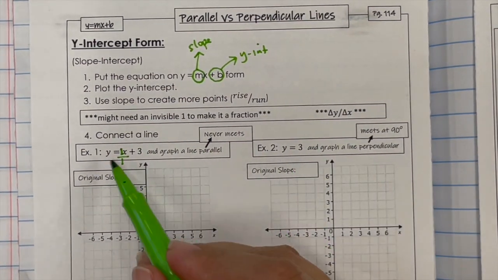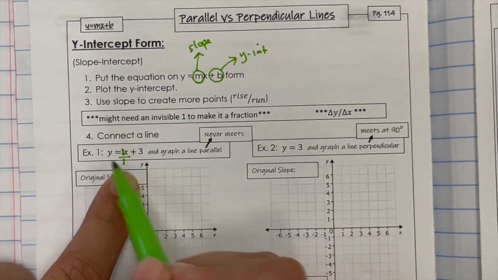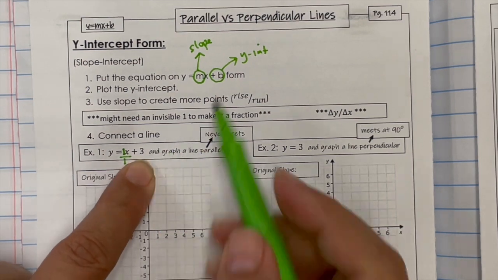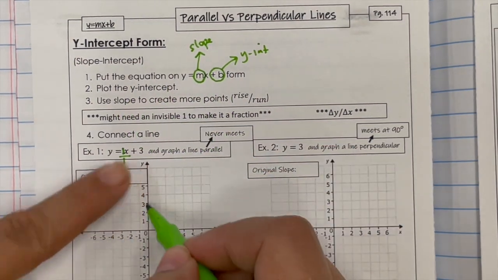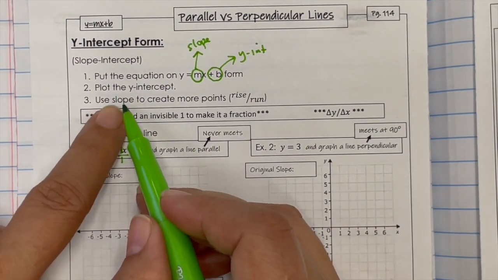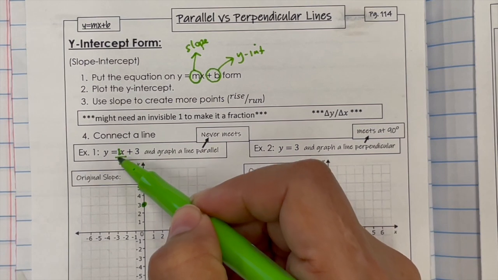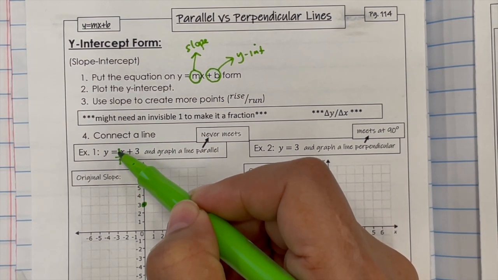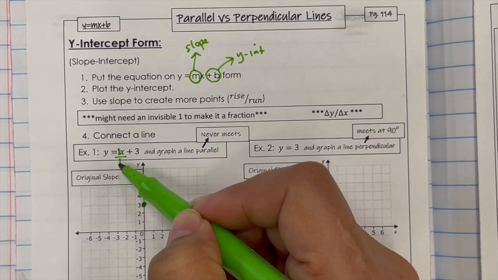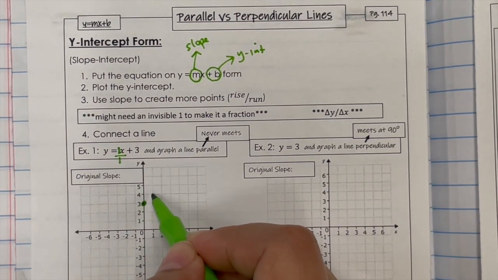All right, let's go ahead and plot it. You start with the y-intercept. So what's my y-intercept here? 3. It says plot the y-intercept, so go to 3 on the y-axis and plot it. And then use the slope to create more points. So rise and run to create more points. I rise 1, I run 1. Up is positive, right is positive. So I rise 1 and I run 1.